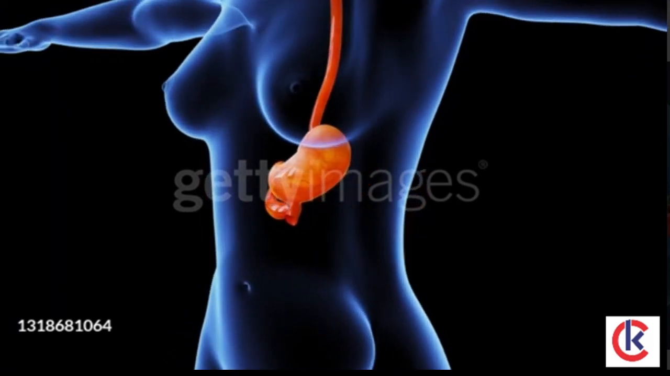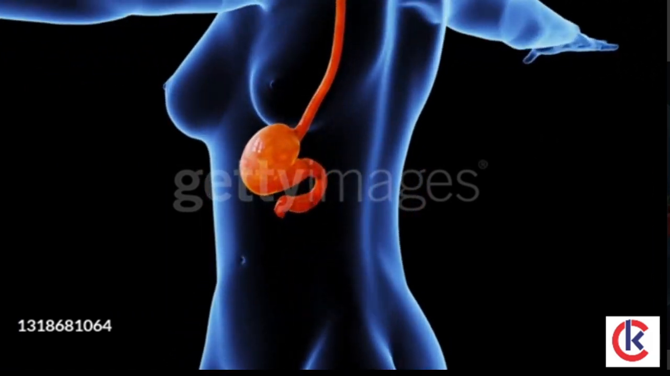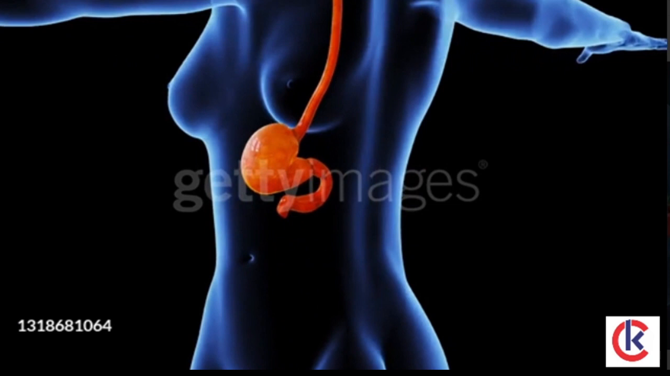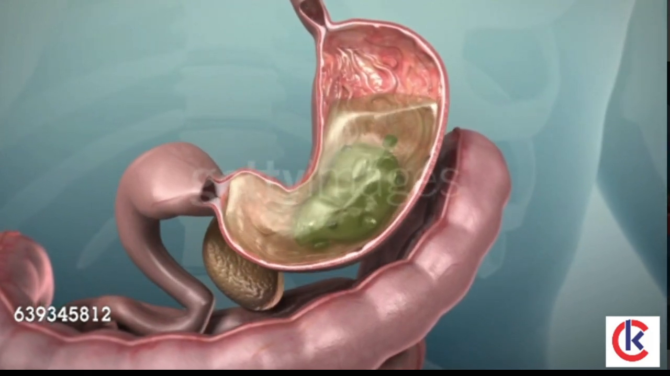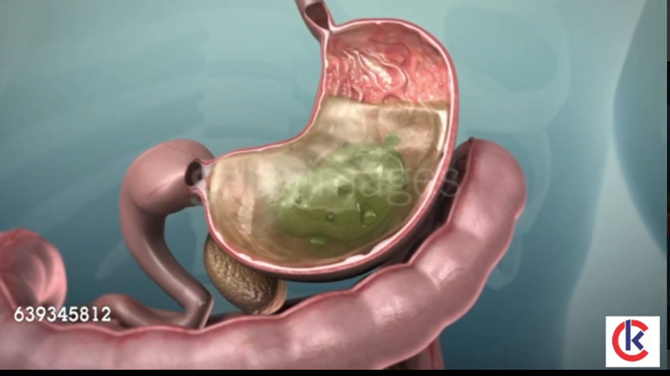3. Mucus cells, goblet cells, secrete mucus and HCO3, which provide protection for the inner lining of the stomach from excoriation by HCl. 4. G cells secrete the hormone gastrin, which increases gastric juice. 5. D cells secrete somatostatin, which decreases gastric juice.